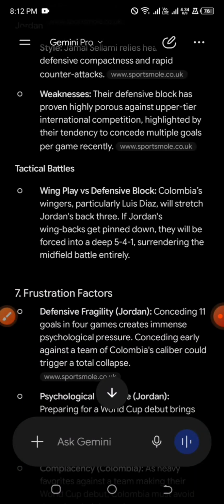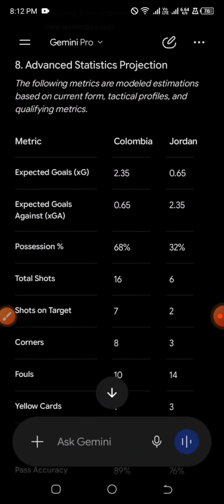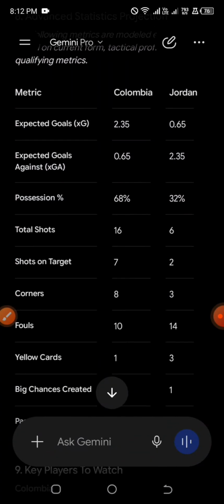So proceeding to the statistical projection, I think we don't always have consistency in it because this is a friendly game, and in friendlies it is very rare for you to see teams taking it seriously unless something happens on the pitch. So if the projected stats seem to be accurate, then definitely these two teams are taking the match very seriously.